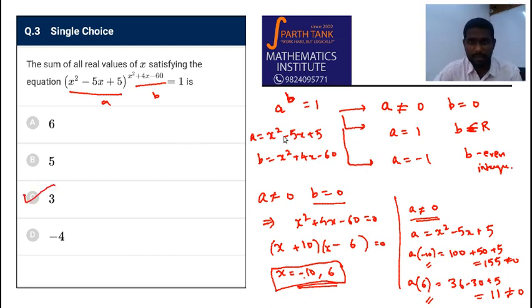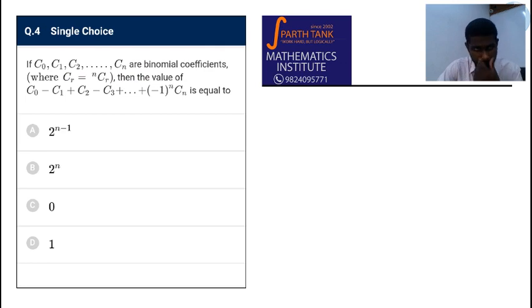Very interesting. 3 cases. If this is not 0 and if b is 0. The second thing is if this is 1 and b is any real number. Third is if this is minus 1 and this is an even integer. Fourth question.